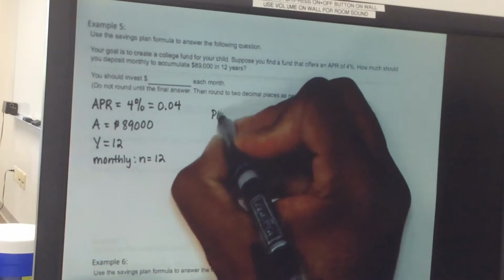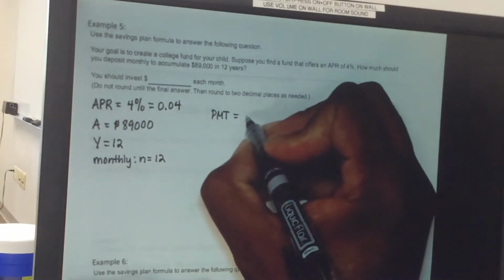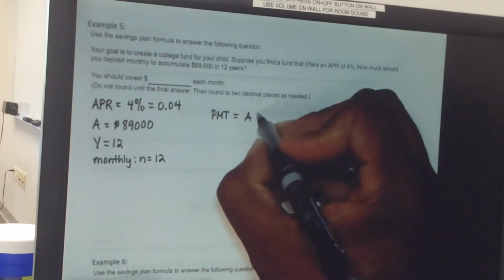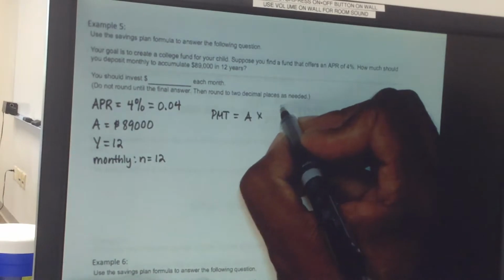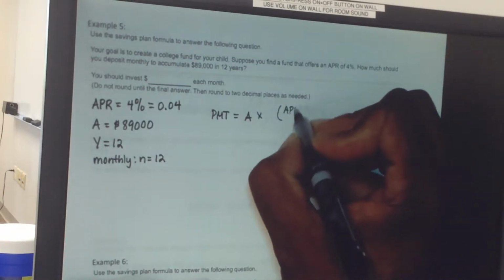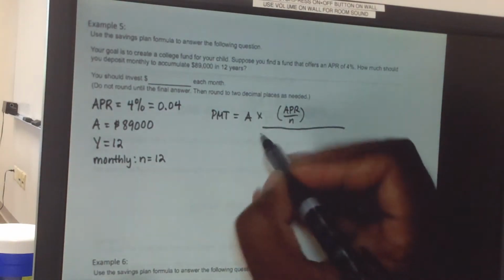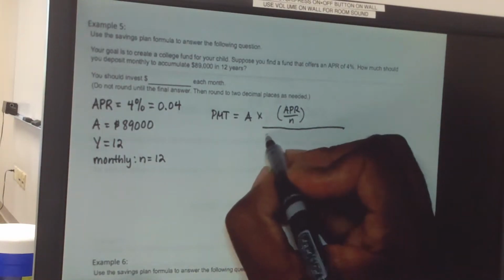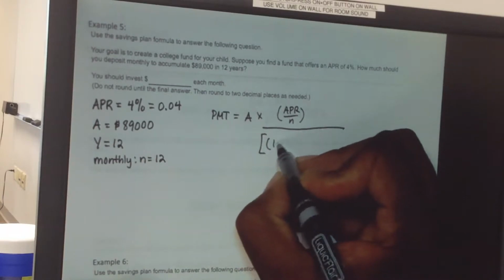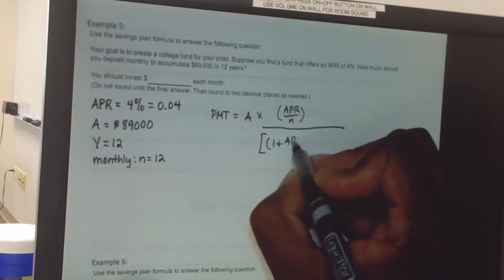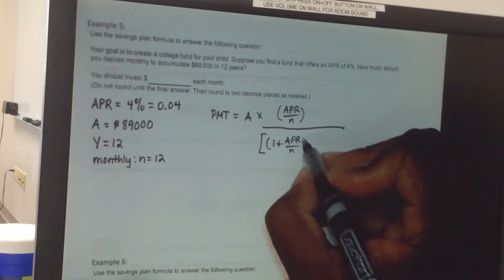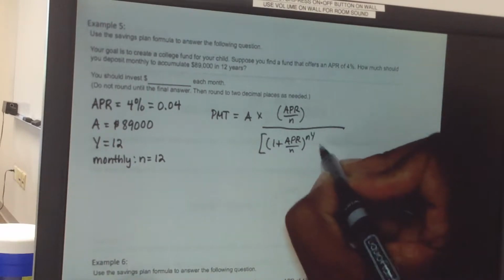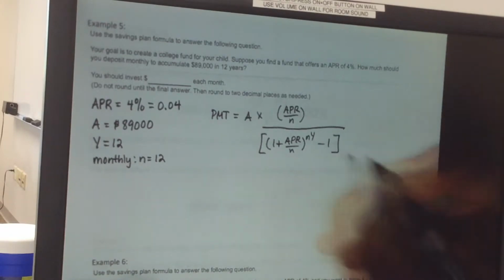So this is where we use that payment formula here. PMT is equal to the amount multiplied by APR divided by N divided by the quantity 1 plus APR divided by N raised to the N times Y minus 1.